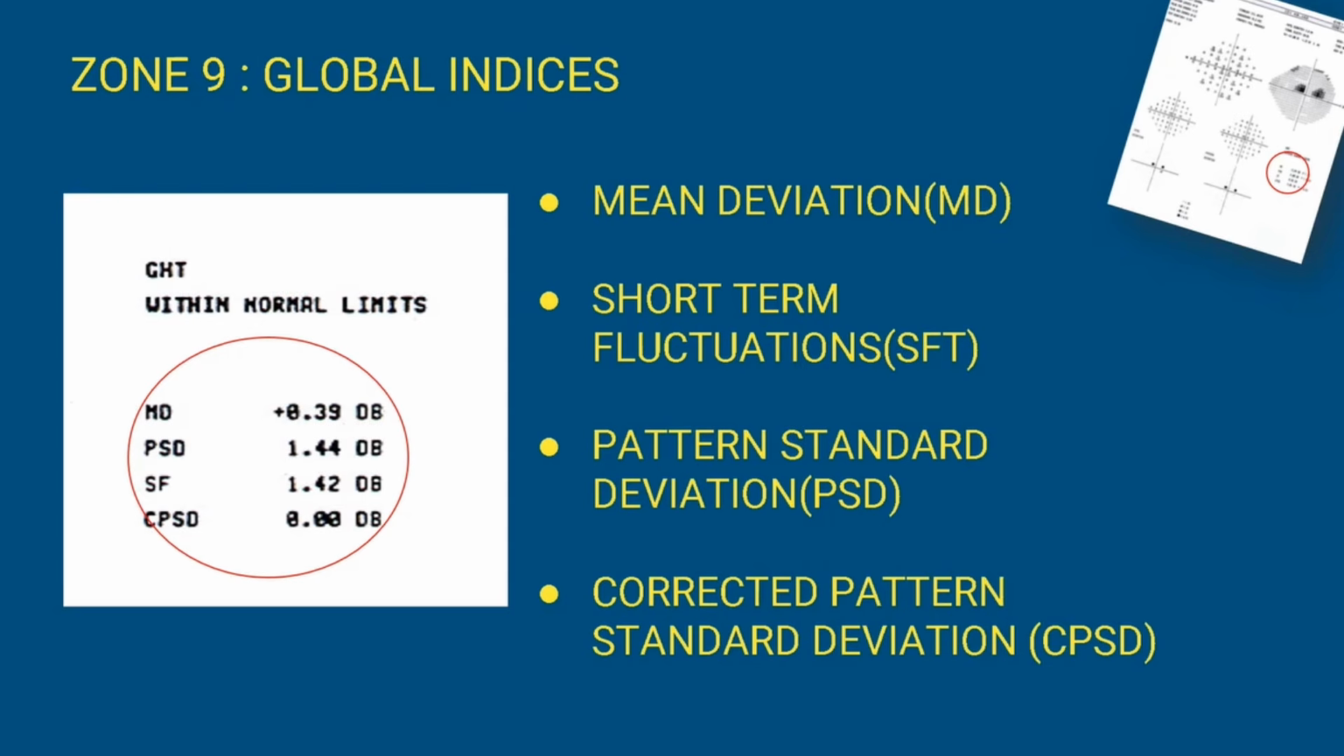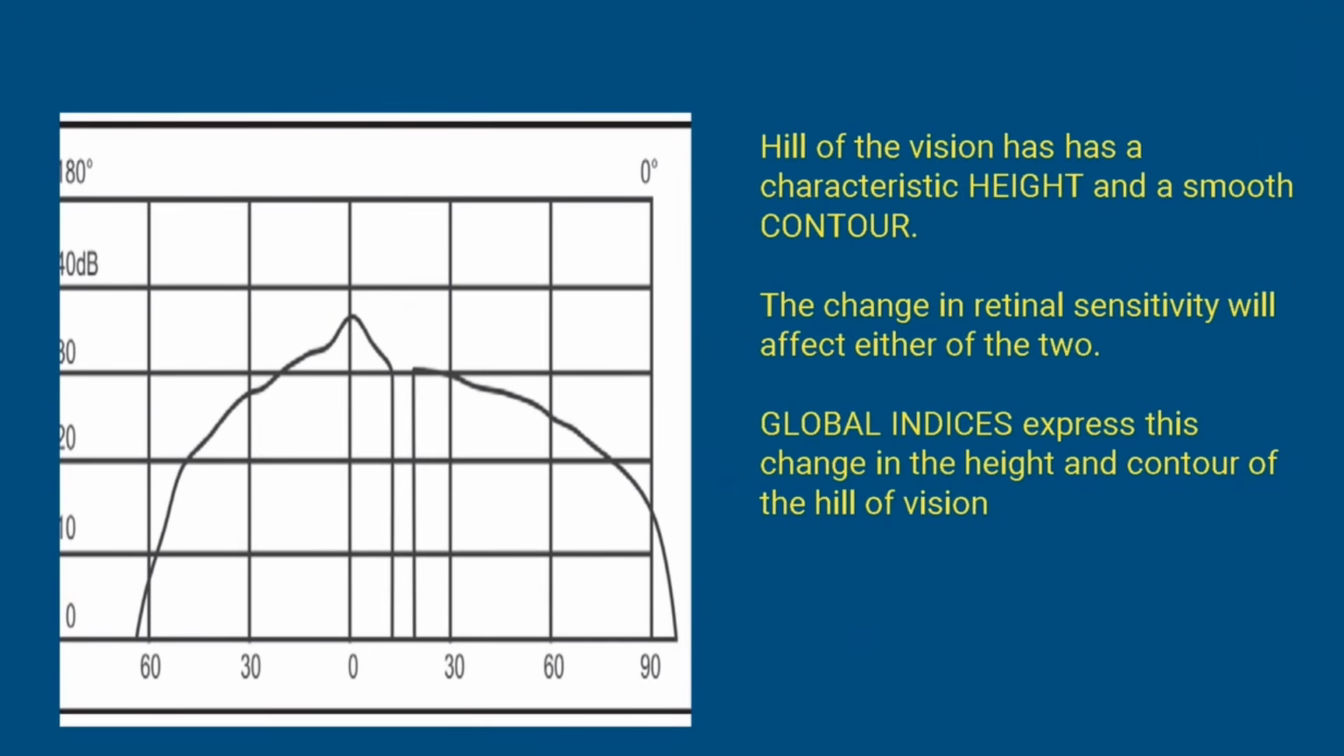Let's talk about zone 9. It consists of the global indices: the mean deviation, the pattern standard deviation, short-term fluctuations, and the corrected pattern standard deviation. Remember our hill of vision? It has a characteristic height and a smooth contour. The change in retinal sensitivity will affect either of the two, and the global indices express this change in height and the contour of the hill of vision.